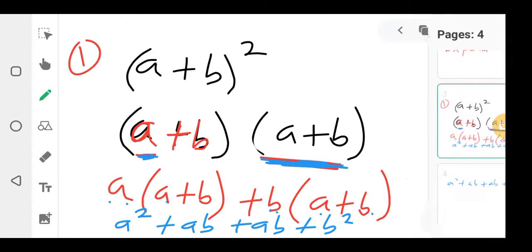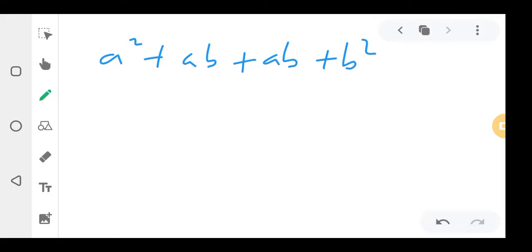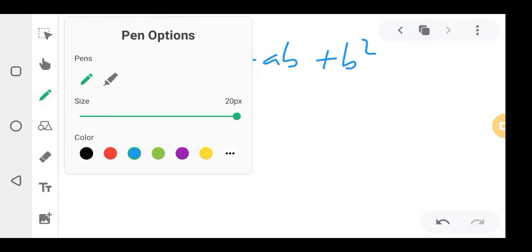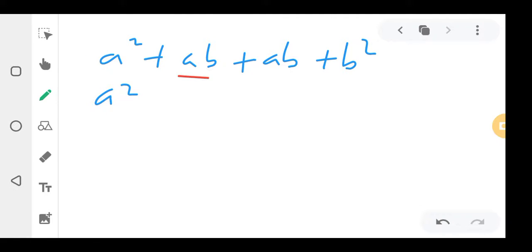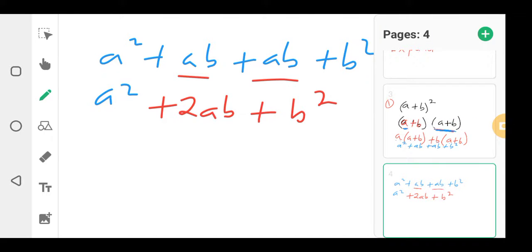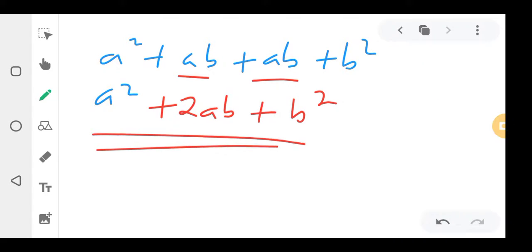So I've written it here. It will be a squared plus ab plus ab. This ab plus this ab will make 2ab. So it will be a squared plus 2ab plus b squared. That's how you expand. So you multiply the first letter times everything. This is the answer, guys.